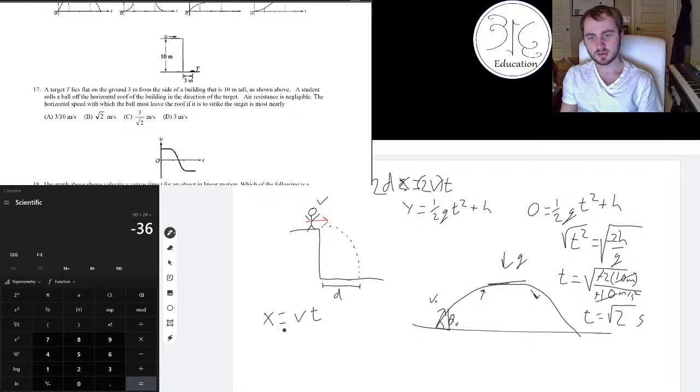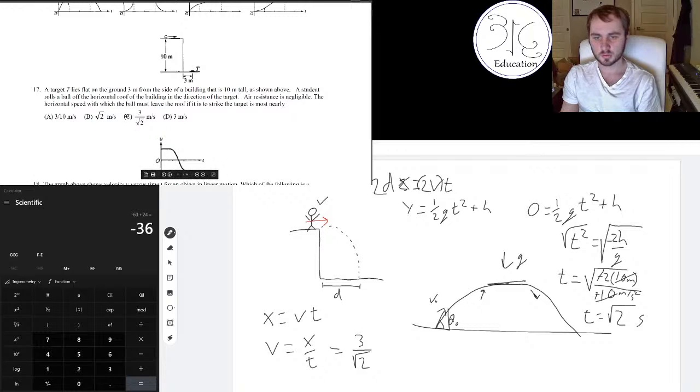And so what I need to do now is I've set my time. I want to find my velocity, which is just going to be my x over t. And the x that I want to fix is going to be the distance from the side of the building to the target that we're traveling, and that was 3 meters. So we expect our velocity to be 3 meters over √2 seconds, or 3 over √2 meters per second, which is C. Awesome.